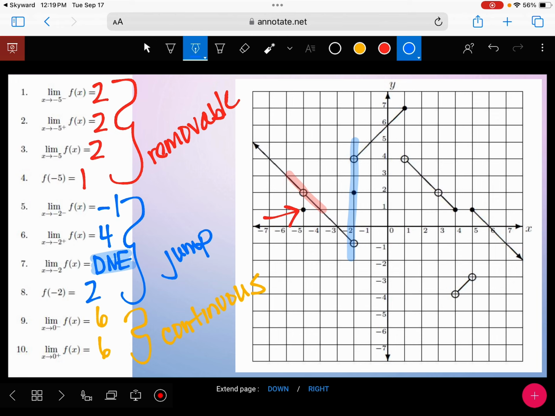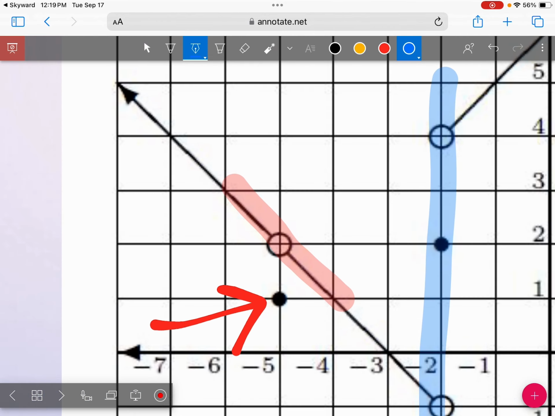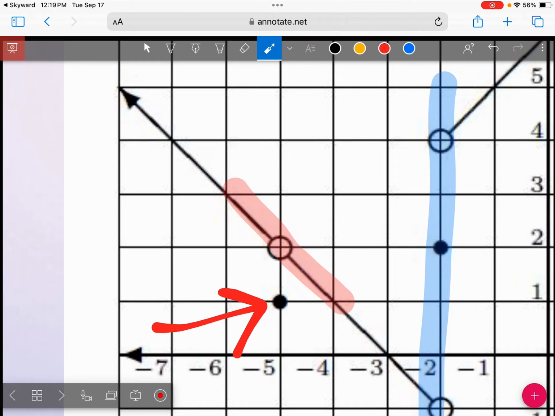Isn't it a jump where? Nope, at -5, that's a removable. That's a hole in the graph. When you look here, let me zoom in. Do you see how from here to here they're connected? Yeah, I see they have the same closed dot. The graph is the line, and the line is connected. That's just a hole in the graph. This is a removable discontinuity, so we have a limit.